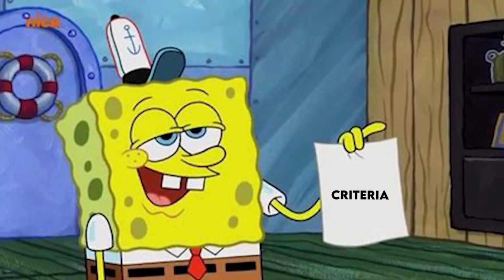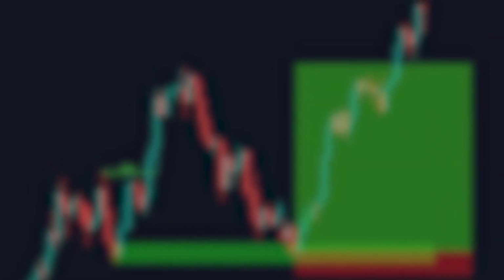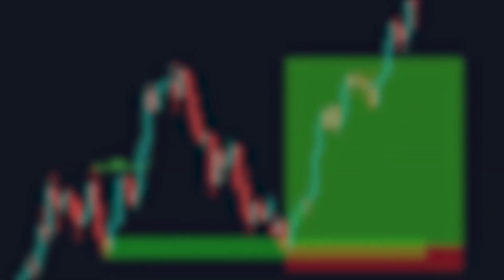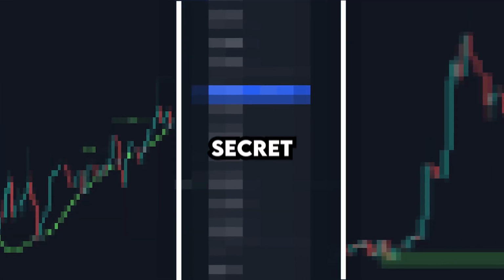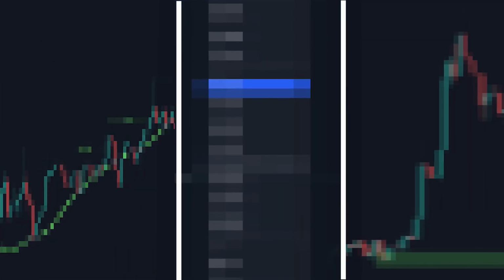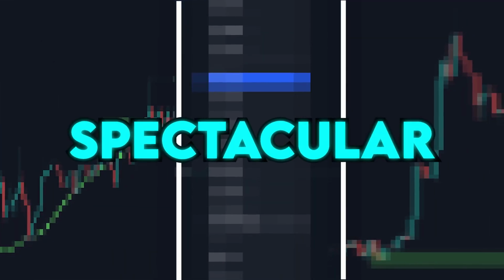So now that we know the criteria of a valid supply and demand zone, let's move on to how to actually enter and exit based off that criteria. Then we'll go over that secret juicy trick to improve your zones to make them spectacular.